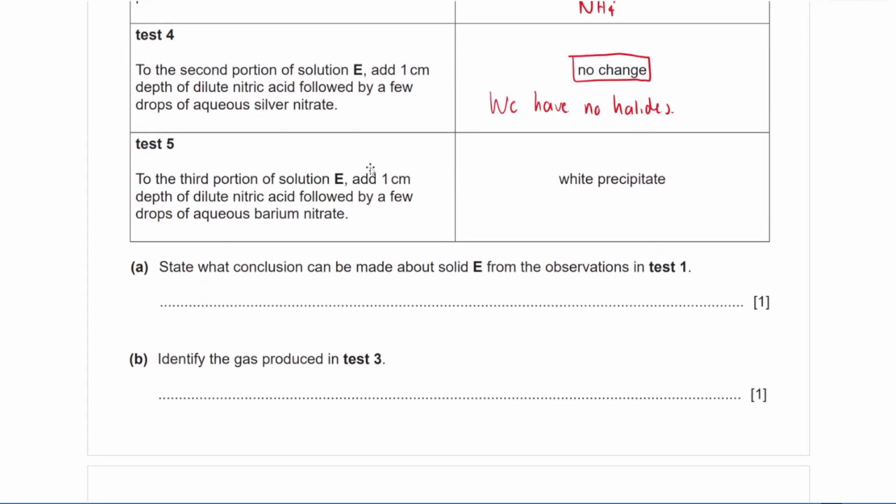Now, what about test 5? In test 5, we have a white precipitate, and this white precipitate is the result of adding nitric acid and barium nitrate.